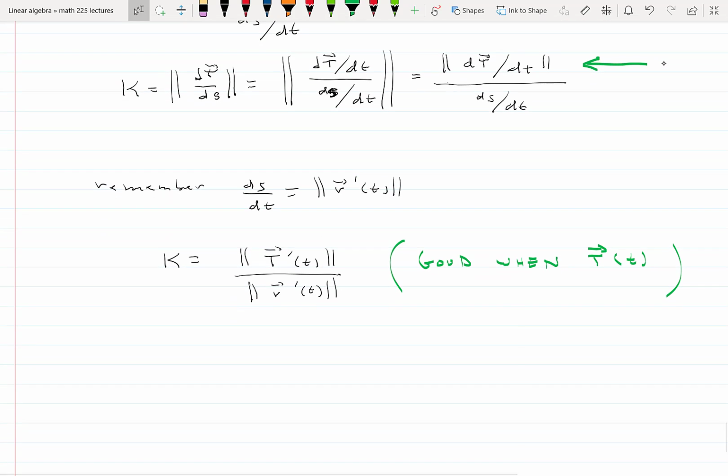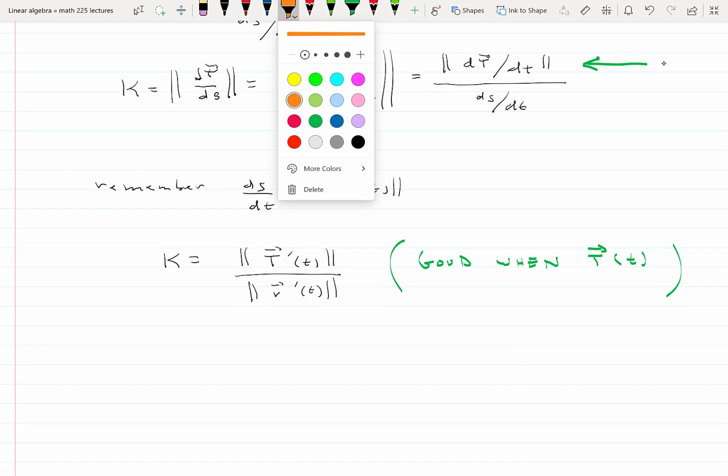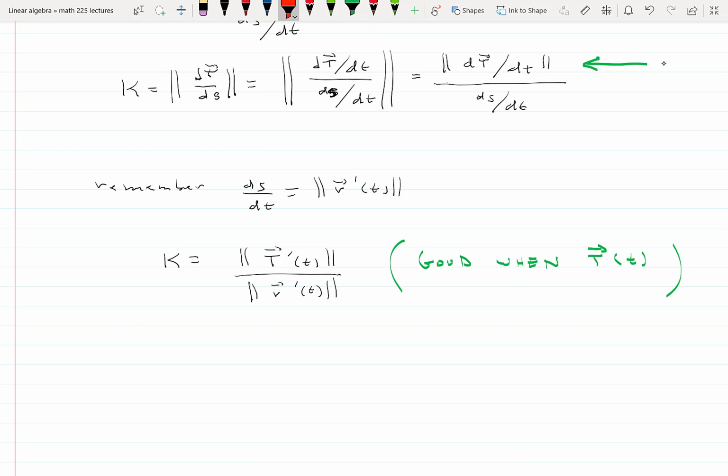So this is really our first workable or popular formula for curvature. It is the length of T prime over the length of r prime. Looks like a v prime in the denominator, this is an r. Okay, let's get away from some theory and look at a specific example.